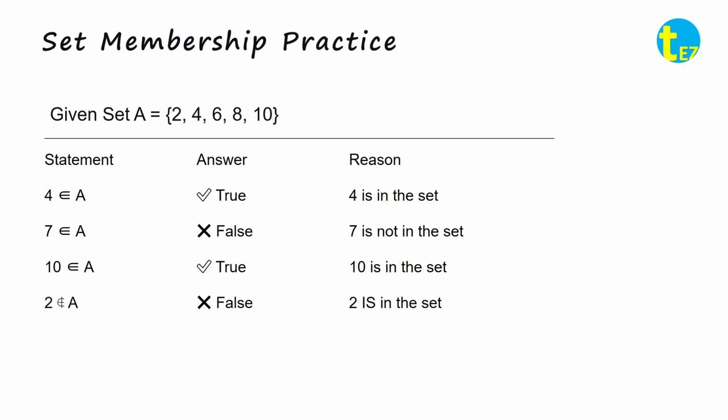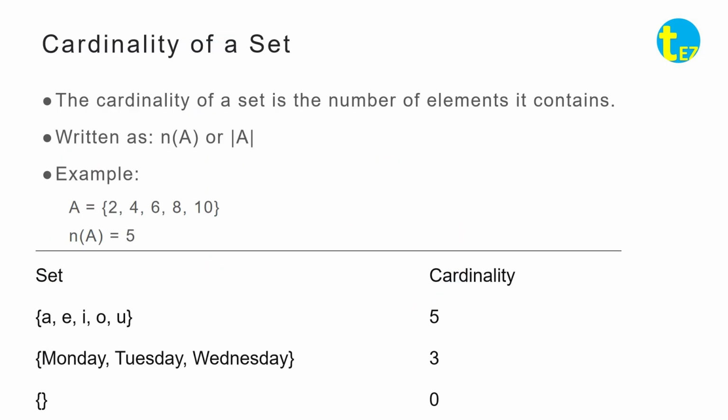Now let's talk about the size of a set. In mathematics, we call this the cardinality of a set. Cardinality simply means the number of elements a set contains. So we write cardinality as n(A), or sometimes vertical bars, like |A|.